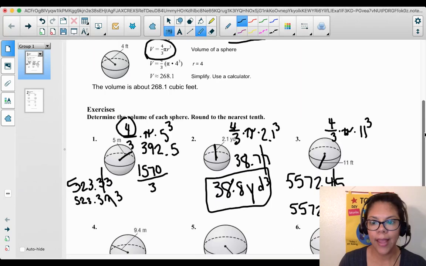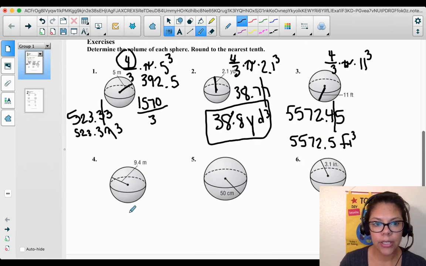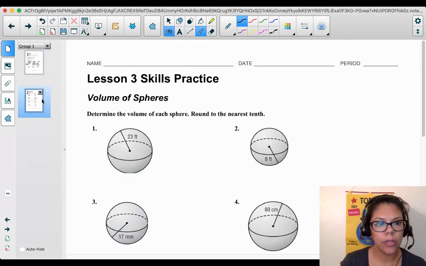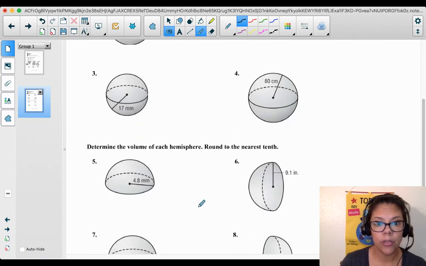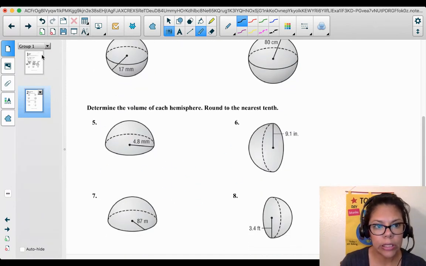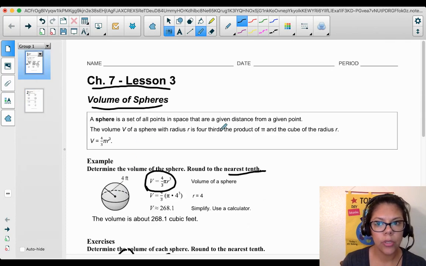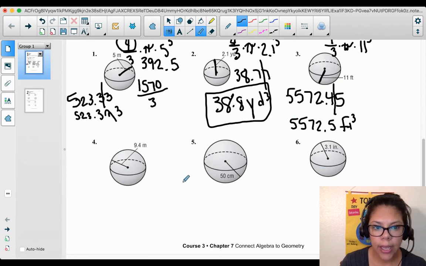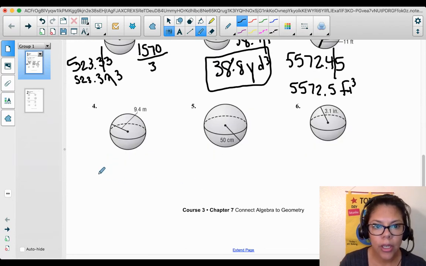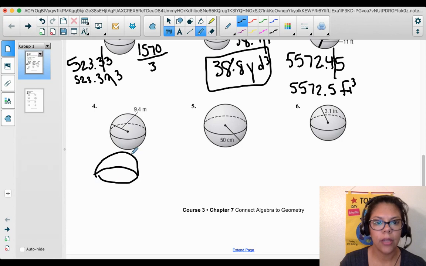Hey guys, so it was brought to my attention that in your example here, you see how we have hemispheres like numbers 5 through 8. So I am going to do an example from the front, and we're just going to pretend like number 4 is a hemisphere. So it would look something like this, like a dome type thing. Okay, it is the same process.